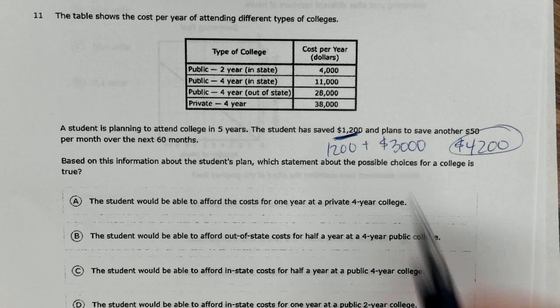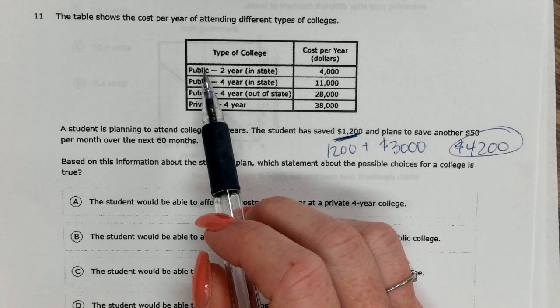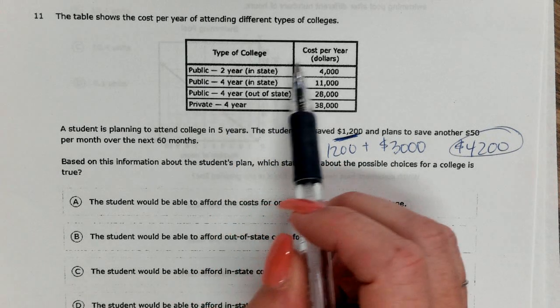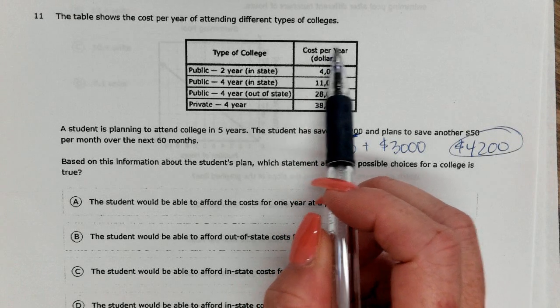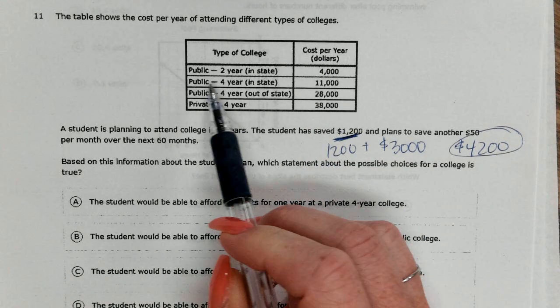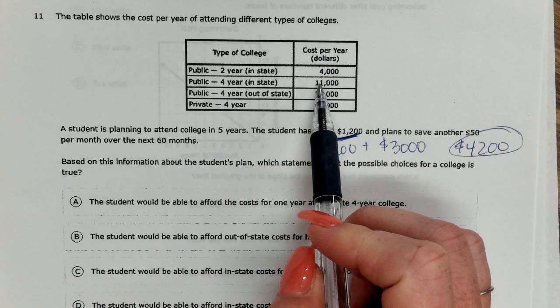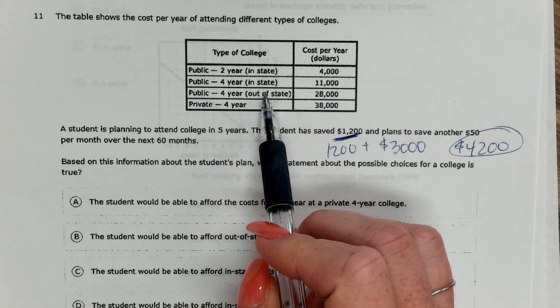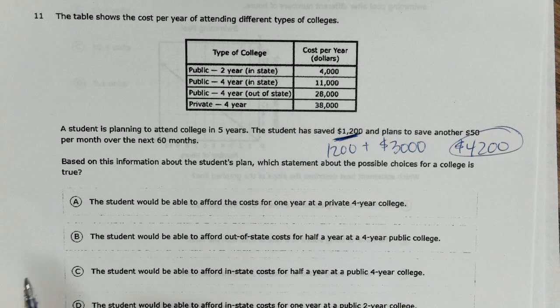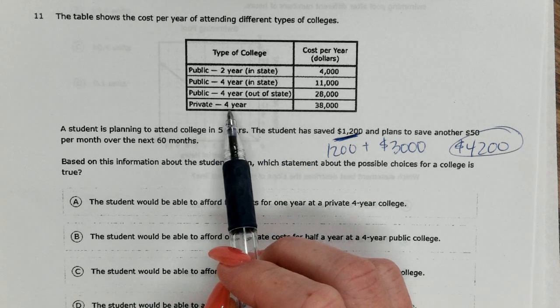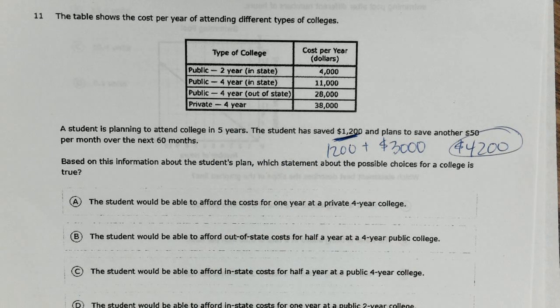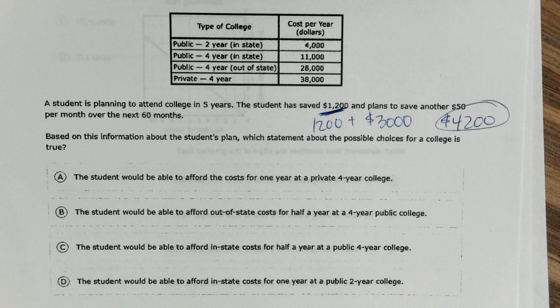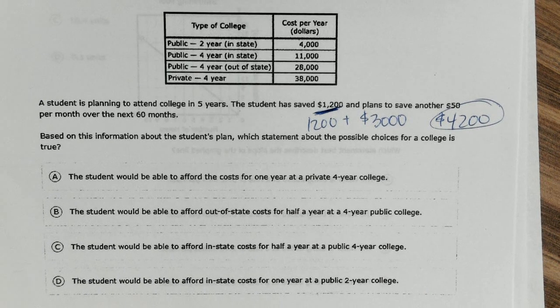So now that we know that, let's look at this table. A public 2-year school is going to be $4,000 per year. A public 4-year school is about $11,000 per year. A public 4-year school, if they go out of state, is $28,000 per year. And a private school, $38,000 per year. All right, now that we know all that information, let's look at the question.